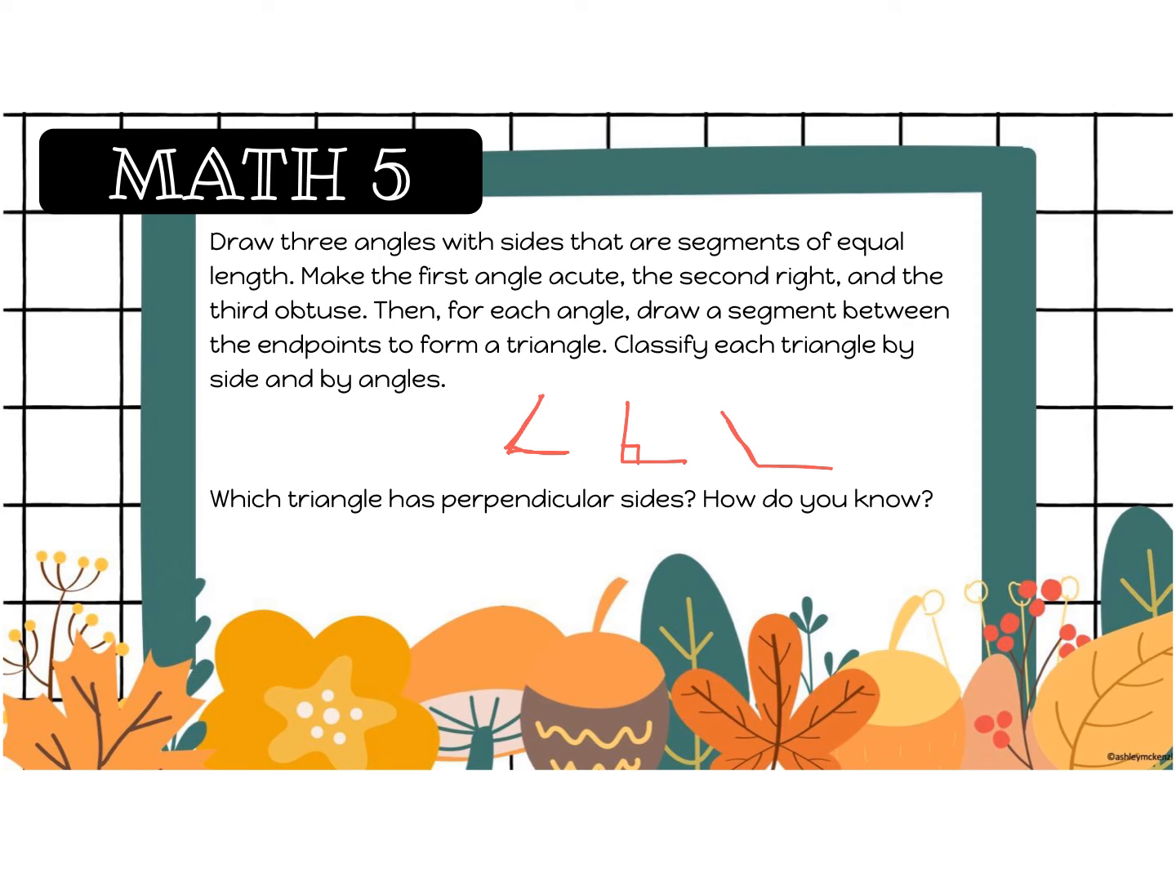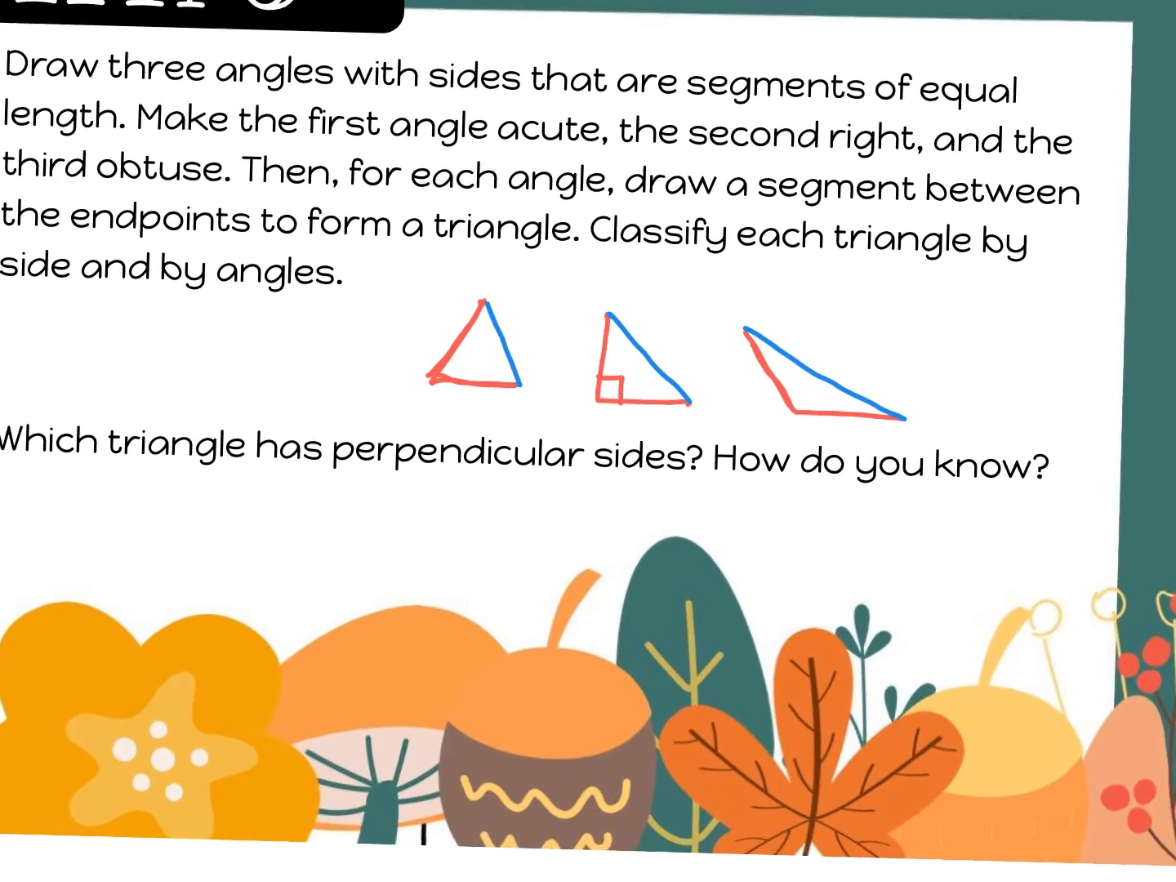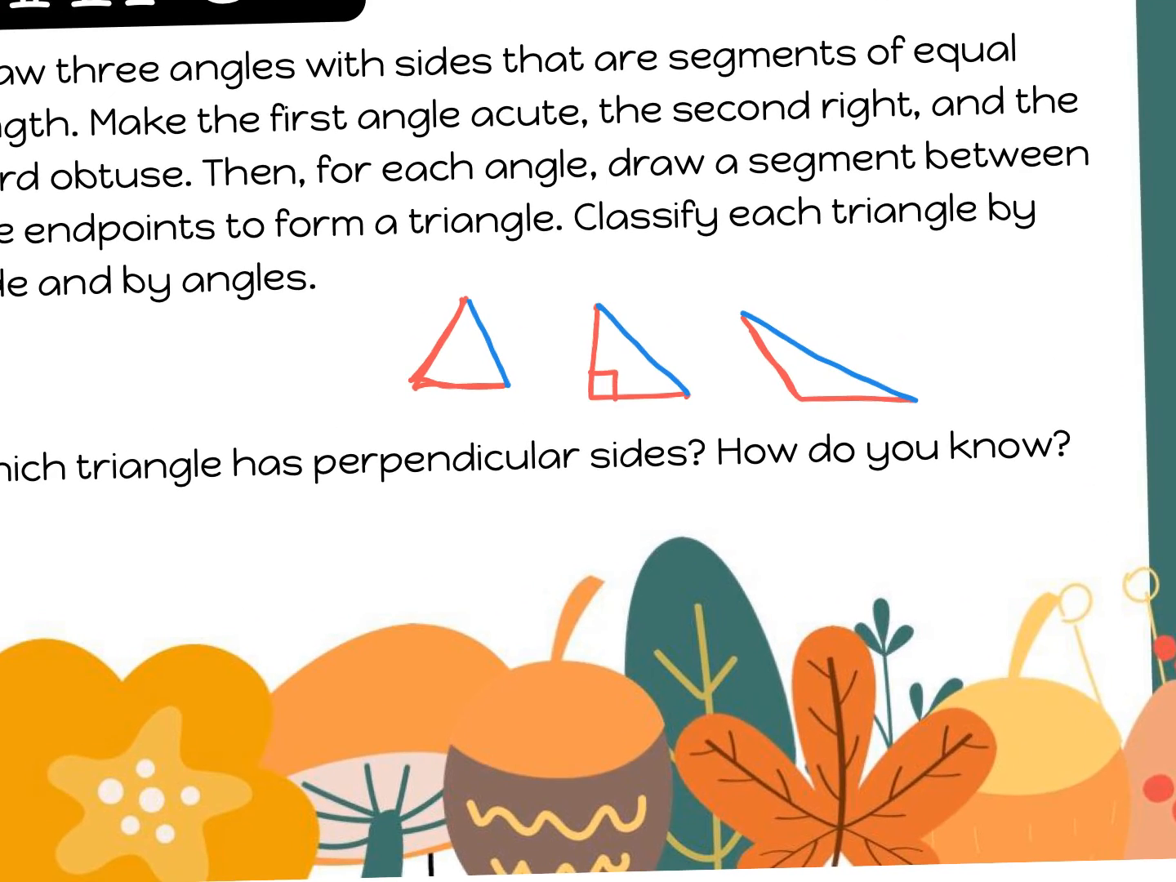Then for each angle, draw a segment between the endpoints to form a triangle. Classify each triangle by side and by angles. So now I'm going to connect the end of these segments to create triangles. Okay, so if my 2 red lines are the same length, they're supposed to be the same, then how could I classify that very first triangle? The very first one on the left. Equilateral. Or isosceles. It could fall under that too. We're going to name this equilateral acute.